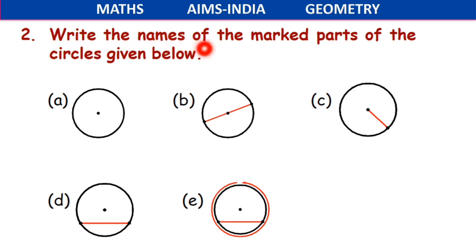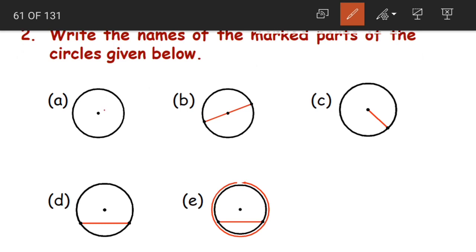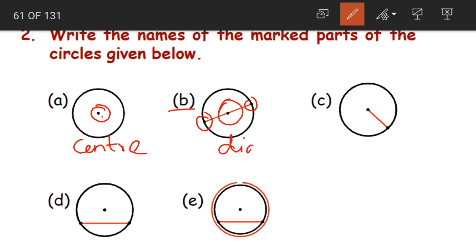Coming to 2, write the names of the marked parts of the circles given below. The first one is the center of the circle. It is just a simple point. Now coming to B. This is a line segment joining 2 points on the circle, and it is passing through the center of the circle, so it becomes our diameter.